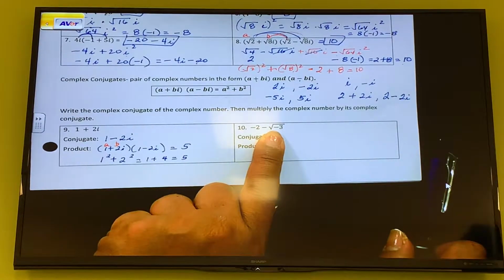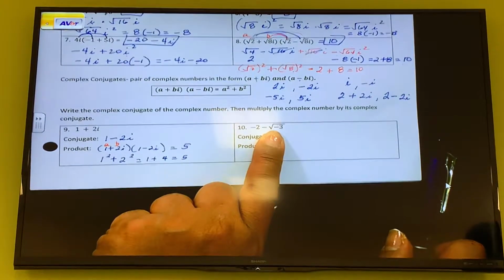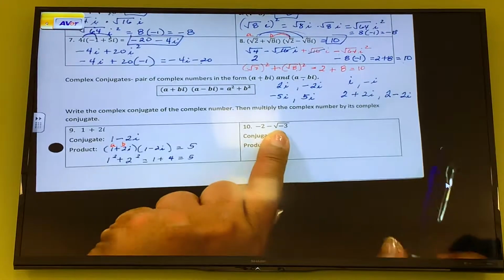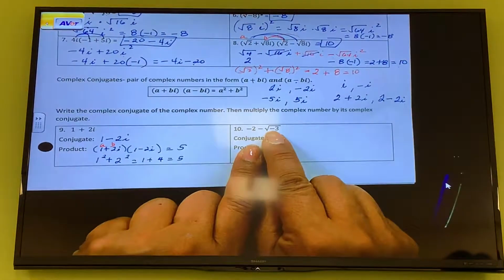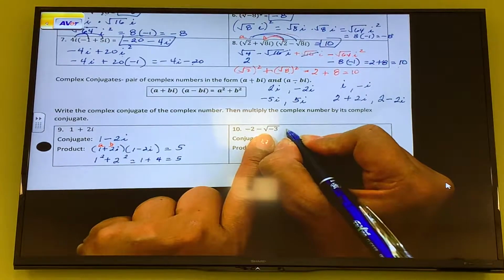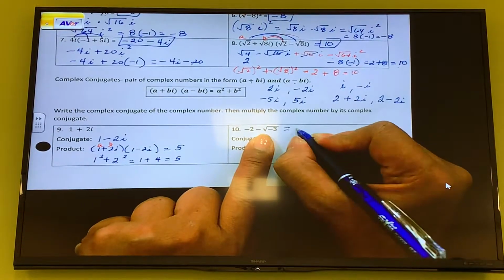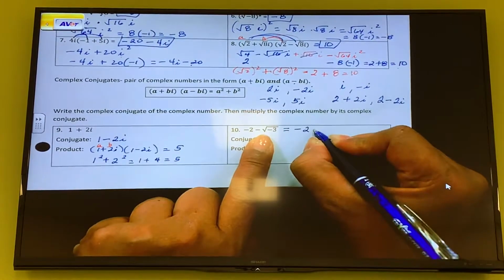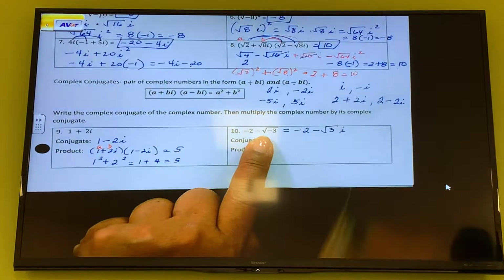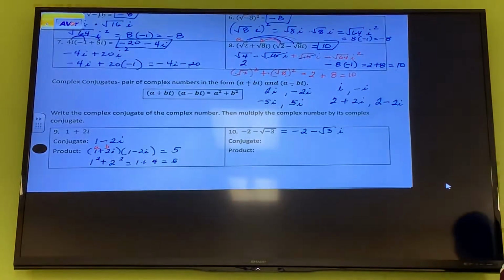Stop sign, okay, you have a square root of negative 3. You cannot do the i yet until it's a positive square root. In other words, it should be positive under the square root sign. So how do we change it into positive square root of 3? You have to put the i. Okay, so it's going to be negative 2 minus, make it positive 3 now, but put the i at the back. So now it's in standard form.